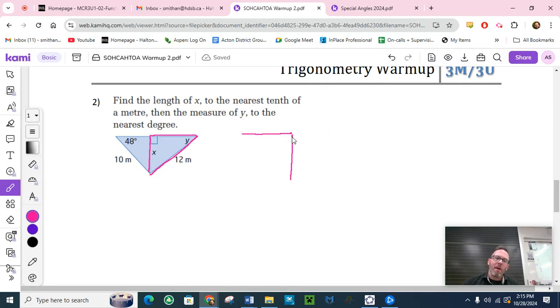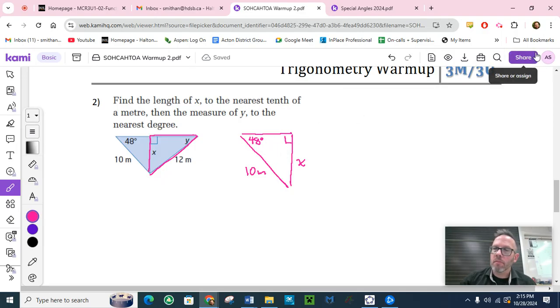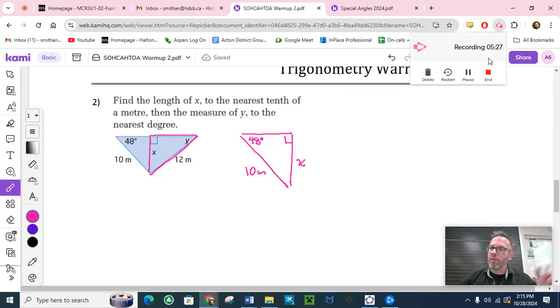I might just draw my right-hand triangle, left-hand triangle here. Right angle, 10 meters, and x. I'm going to pass around each class's next stuff while you give that a go. Don't let me forget to resume.